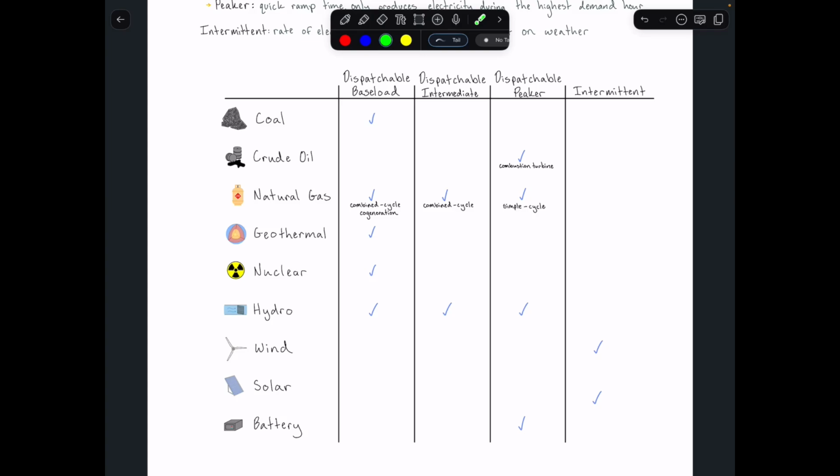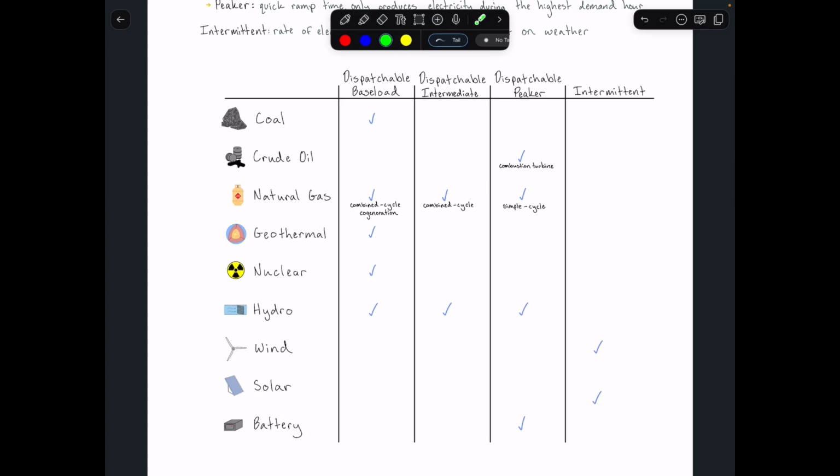And this is because all that needs to be done is to open the intake or close the intake, which can very quickly let water down from the reservoir to spin through the turbine blades and very quickly generate electricity in a matter of minutes. Then wind and solar are both intermittent resources, as we've discussed. Wind is dependent on local wind patterns in a region, and solar is dependent on the sunlight and the daylight.